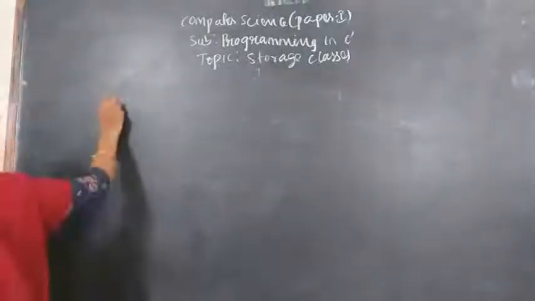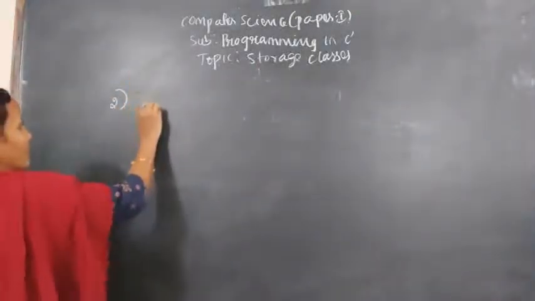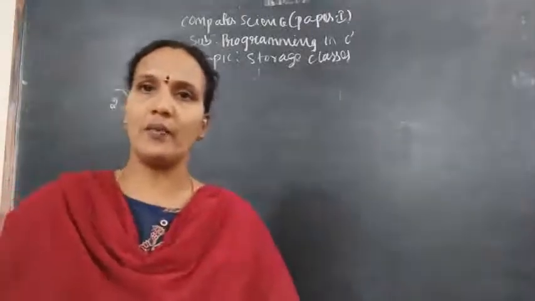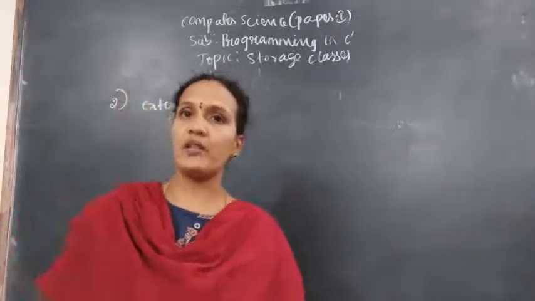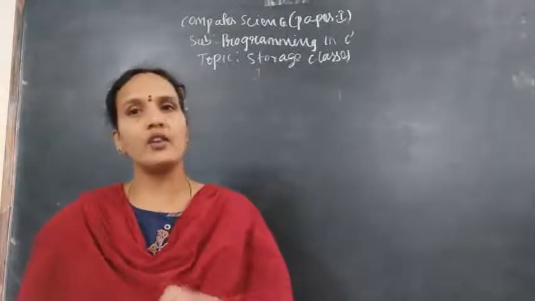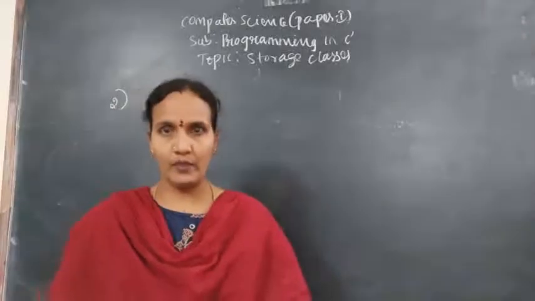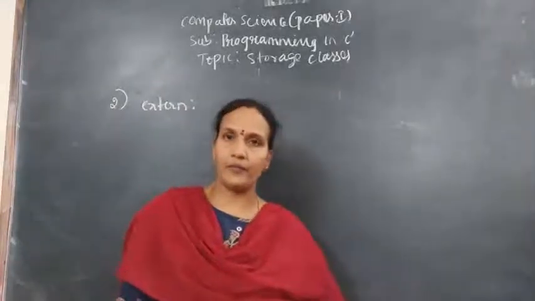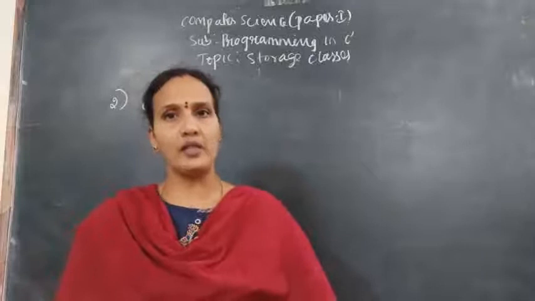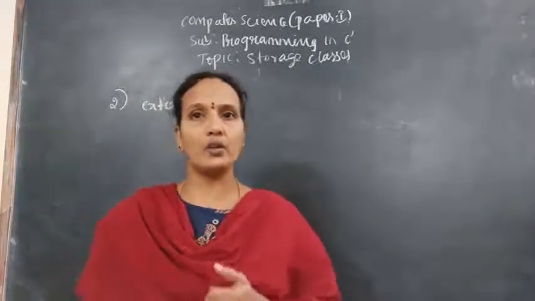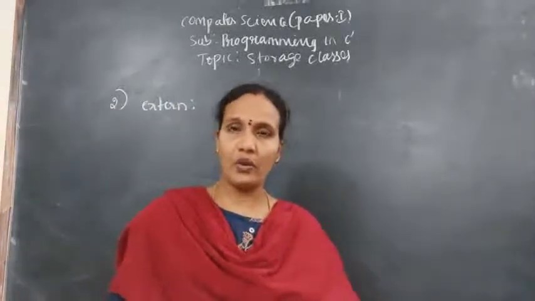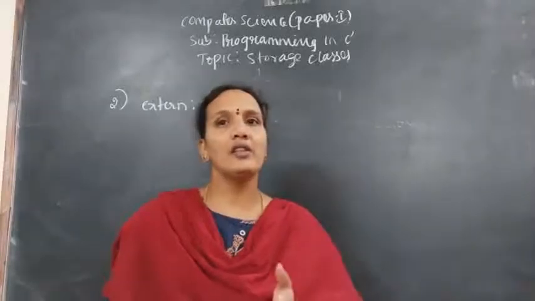The second one is extern, the external variable. What does it mean? It is a variable which you have not declared in your program; you are taking that variable from some external file. You have not declared a variable, but you want to use that variable inside the program. When you want to use a variable which does not exist in your program but is there in another program, such variables are called external variables.